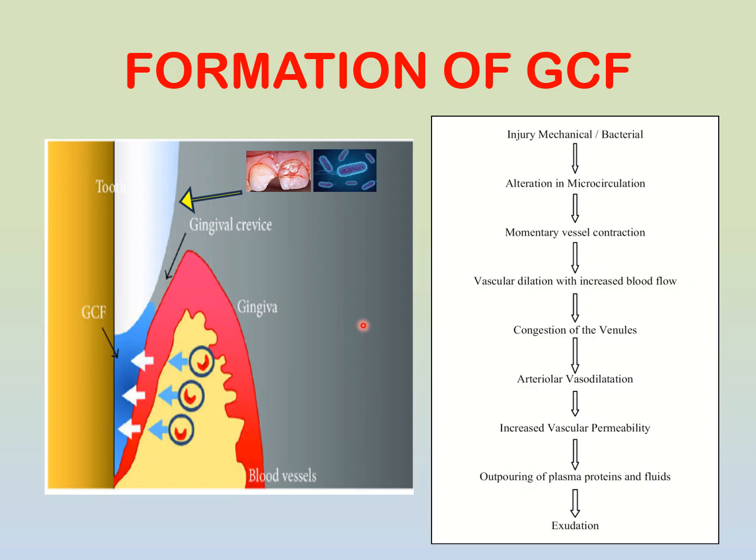So let's briefly understand the formation of GCF. Whenever there is tooth injury or bacterial load on the tooth surface, there will be alteration in the microcirculation. Initially, there will be vessel contraction followed by vascular dilation with increased blood flow. Then the venules will be congested followed by arteriolar vasodilatation, which will lead to increased vascular permeability and outpouring of the plasma proteins and fluids, leading to exudation of these proteins and fluids into the gingival crevice, which leads to the formation of gingival crevicular fluid.